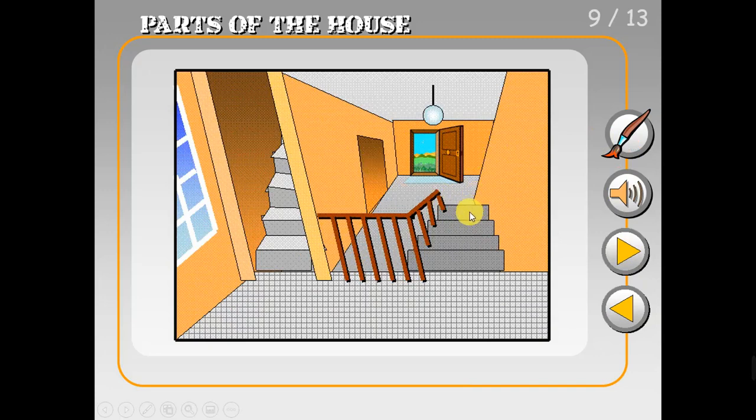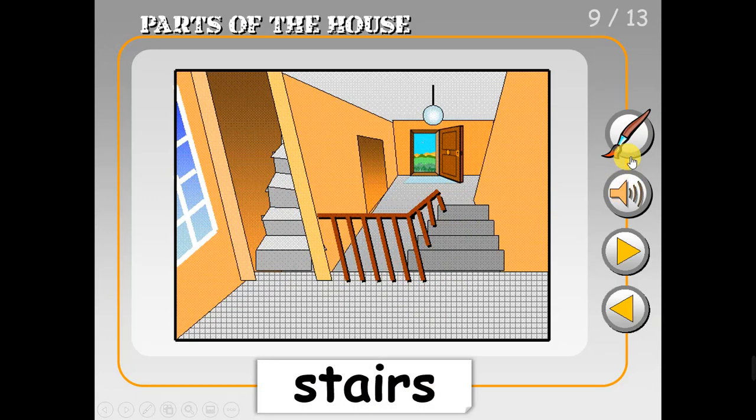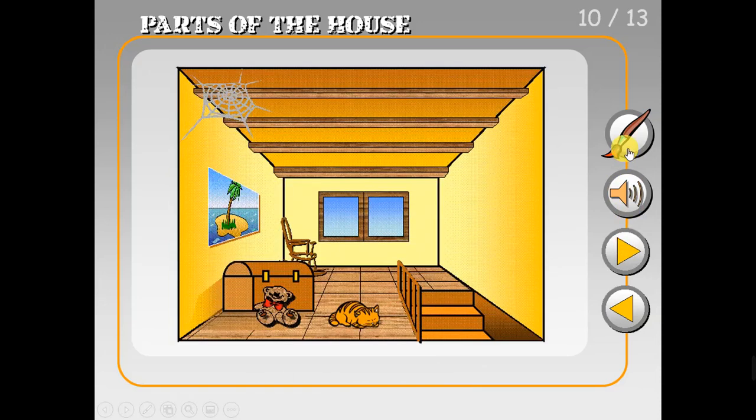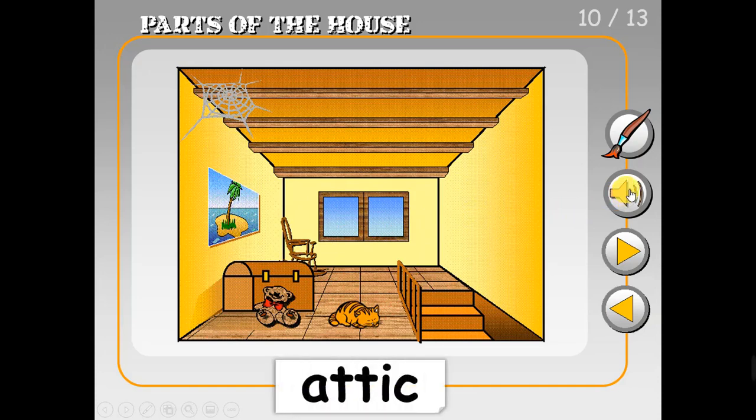Now, as you can see here, we have stairs. So we go upstairs or downstairs. Stairs separate floors, so we call them stairs. The next part is the following. Here, this is the upper part of the house, and usually there is nothing special in this room. We can put some old things here. So this part is called the attic, and it is at the top of the house.